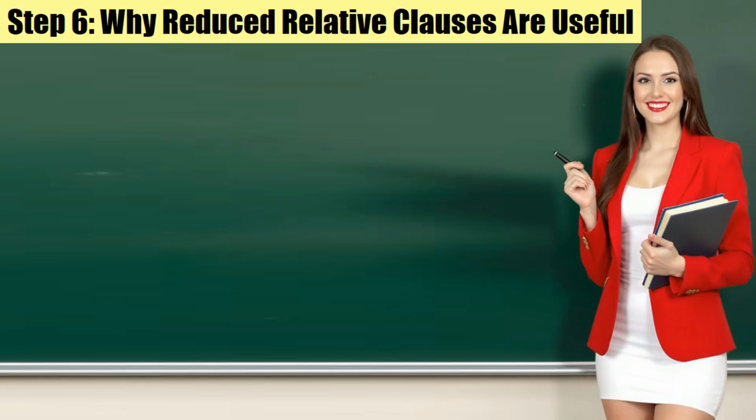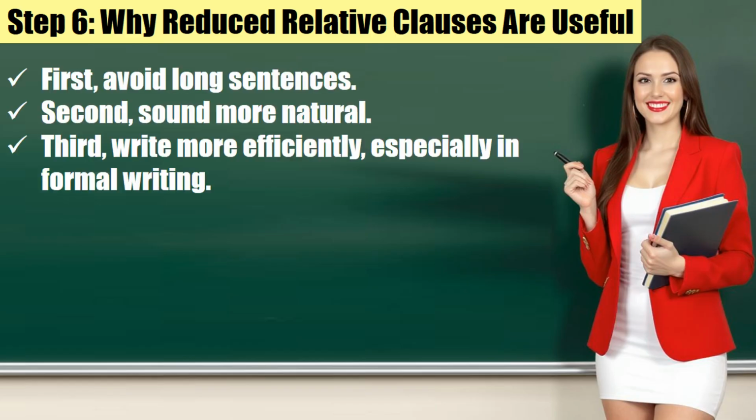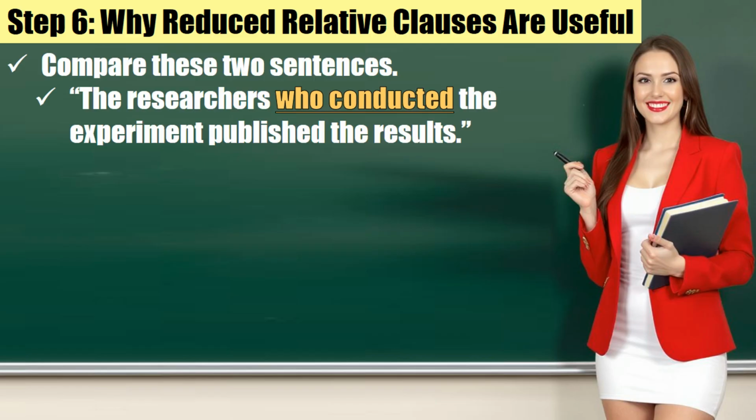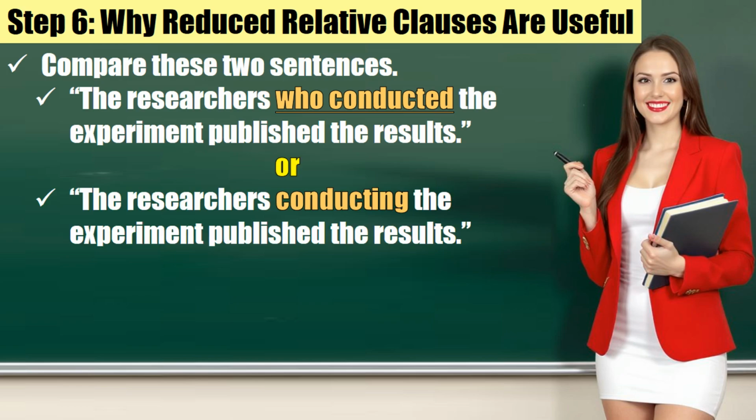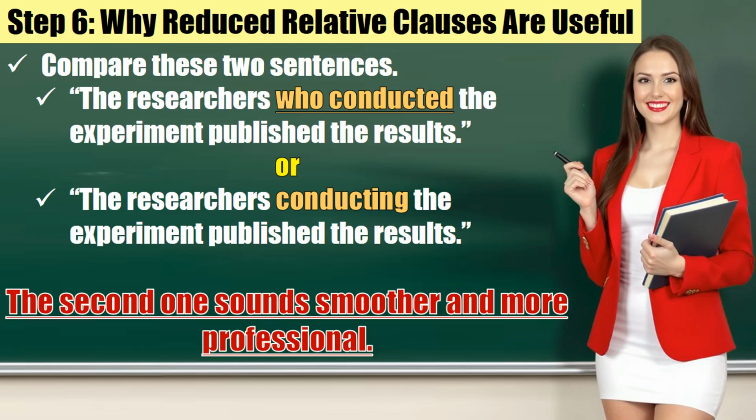Step 6. Why reduced relative clauses are useful. Reduced relative clauses help us, first, avoid long sentences. Second, sound more natural. Third, write more efficiently, especially in formal writing. Compare these two sentences. The researchers who conducted the experiment published the results. Or, the researchers conducting the experiment published the results. The second one sounds smoother and more professional.